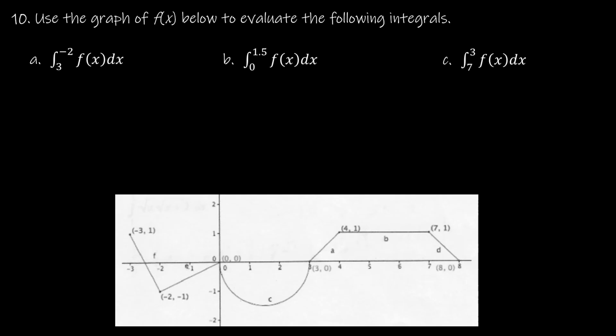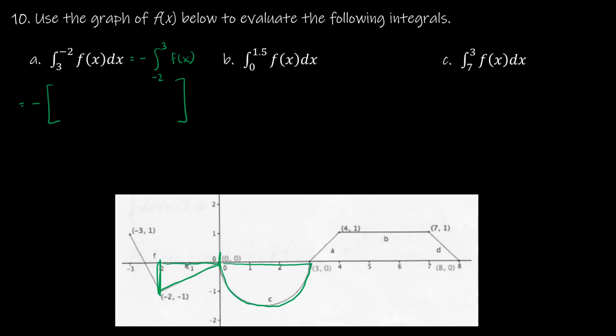This goes from 3 to negative 2. Wrong order. So if I get something in the wrong order, it's negative 2 to 3 of f of x. So just keep that in mind, as I'm going to be finding the negative, and then I'm going to find the areas. So from negative 2 to 3, I've got one figure, which is going to be a triangle beneath the x-axis and a half circle beneath the x-axis.